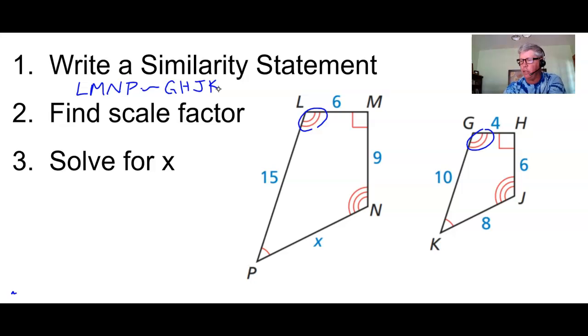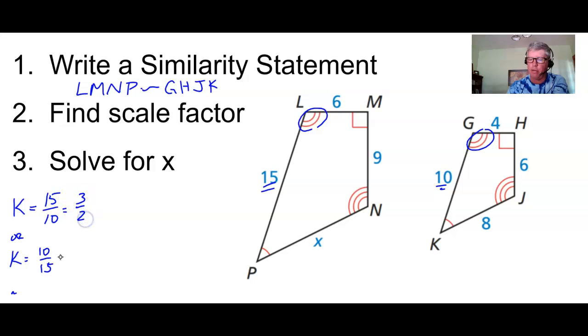All right, the scale factor. The scale factor is what am I multiplying this by to get this, or vice versa. It doesn't matter. So I'm just going to say the scale factor is, I can pick any 2 corresponding sides. So I don't know, I'll pick the 15, and that's the longest side, so I'll pick the 10. So 15 over 10, or I could have said 10 over 15, doesn't matter. 5 goes in both those 3 halves, 2/3.